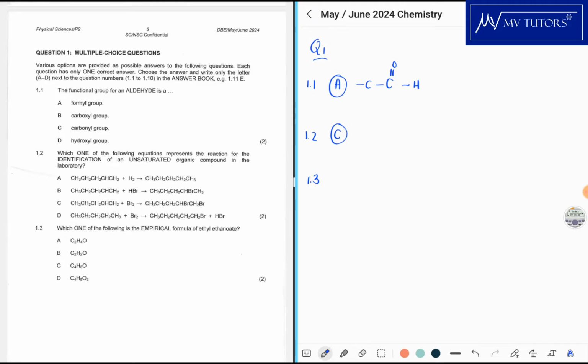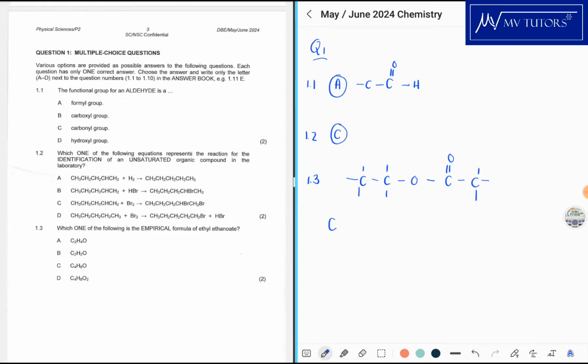1.3. Which one of the following is the empirical formula of ethyl ethanoate? Okay, so ethyl represents the alcohol portion, and it is when you have two carbons, ethyl ethanoate. So in between, we have an oxygen there for an ester, and ethanoate comes from the carboxylic acid. So you have the double bond to oxygen, and you have your hydrogens there. Okay, so this is your ester, ethyl ethanoate. Now, since that's the case, what is the molecular formula? Molecular formula is what you have in total.